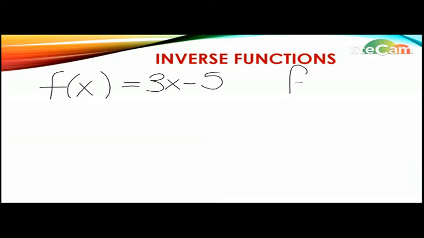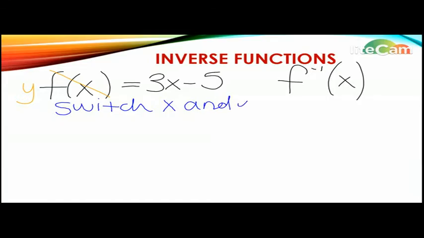So let's look at this again. We have f of x equals 3x minus 5, and we want the inverse of this function. So I'm going to go ahead and take f of x, and I'm going to change it to y. And the rule is you switch the x's and the y's. So I'm going to change y to x. I'm going to change the x to y. Did you notice that I have not changed the 3 and I have not changed the 5?